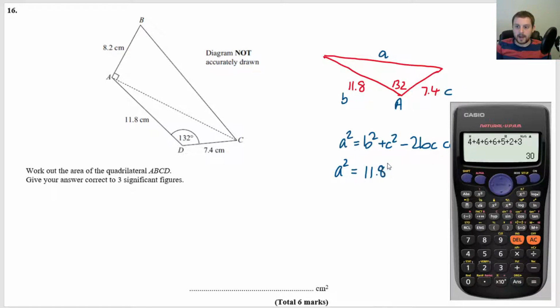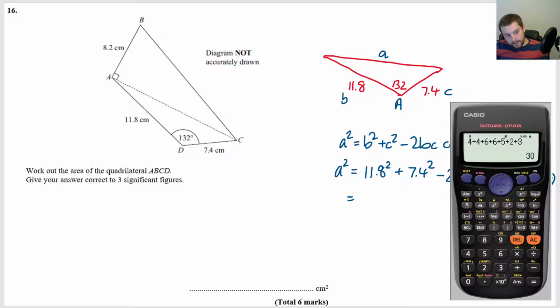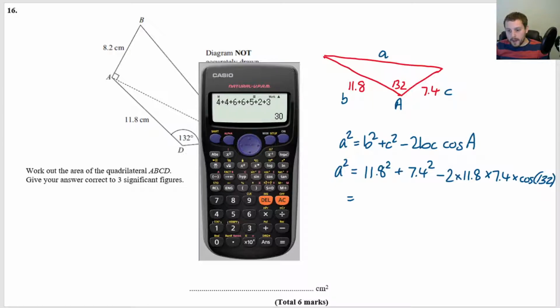So it looks pretty horrible, but we can actually substitute straight into this. So this is 11.8 squared plus 7.4 squared minus 2 times 11.8 times 7.4 times cos of 132. So we do need the calculator now, I'm afraid. Let's move it over here. I want to type in 11.8 squared plus 7.4 squared, take away 2 times 11.8 times 7.4 times cos of 132.